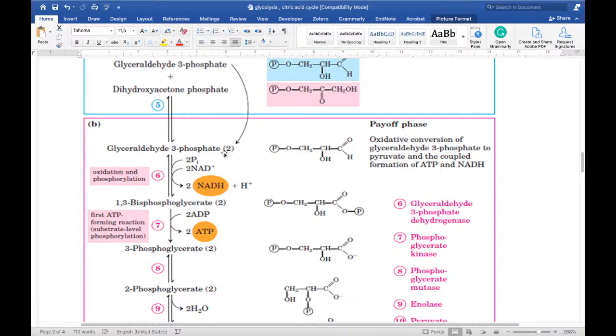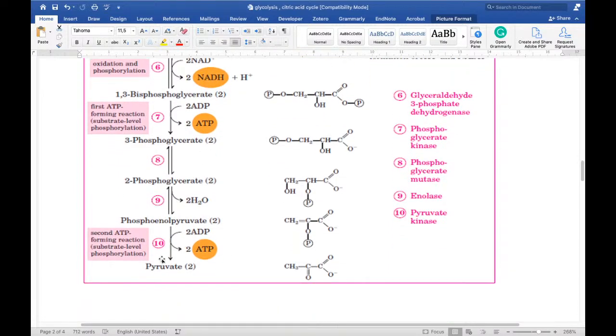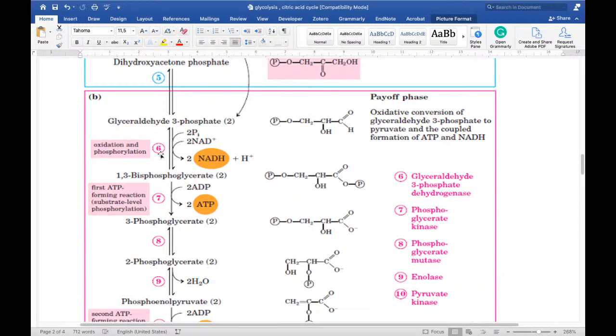So now ATP and NADH production will be taken care of, and you will have the end product as pyruvate, two molecules of pyruvate. So now what will happen? First, the oxidation and phosphorylation reaction will happen. NAD plus will be reduced in the presence of two phosphate groups, so it will produce 2 NADH. And from the glyceraldehyde 3 phosphate we will have 1,3 bisphosphoglycerate.